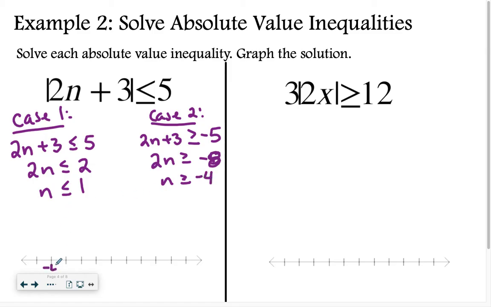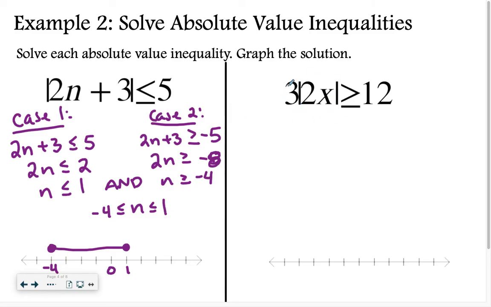So I have a negative 4, negative 3, negative 2, negative 1, 0, 1. I have a filled in circle at 1, and it's less than that number, but it's also greater than negative 4. So I'm going to go all the way over to negative 4, put a filled in circle there. I know that this is an and statement, so I can write n is less than or equal to 1 and n is greater than or equal to negative 4, or I can write it like this. Okay, both options are good to go.